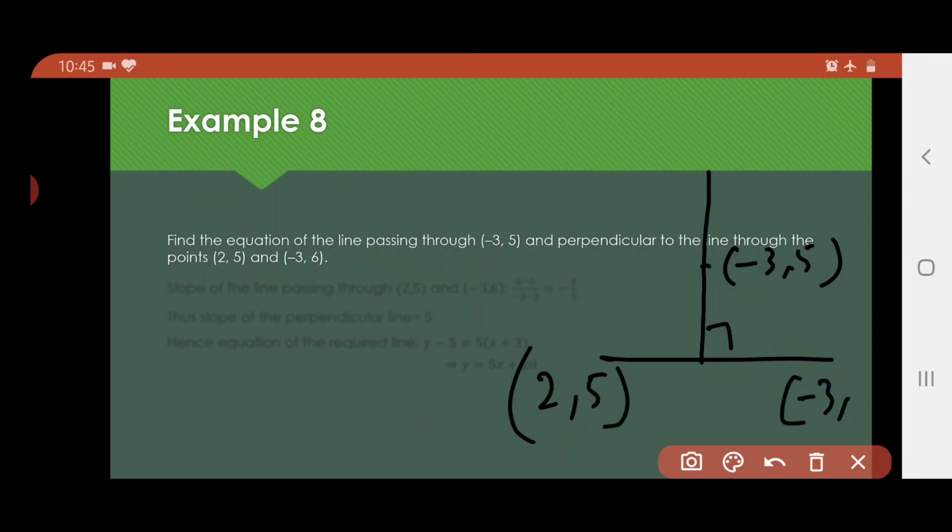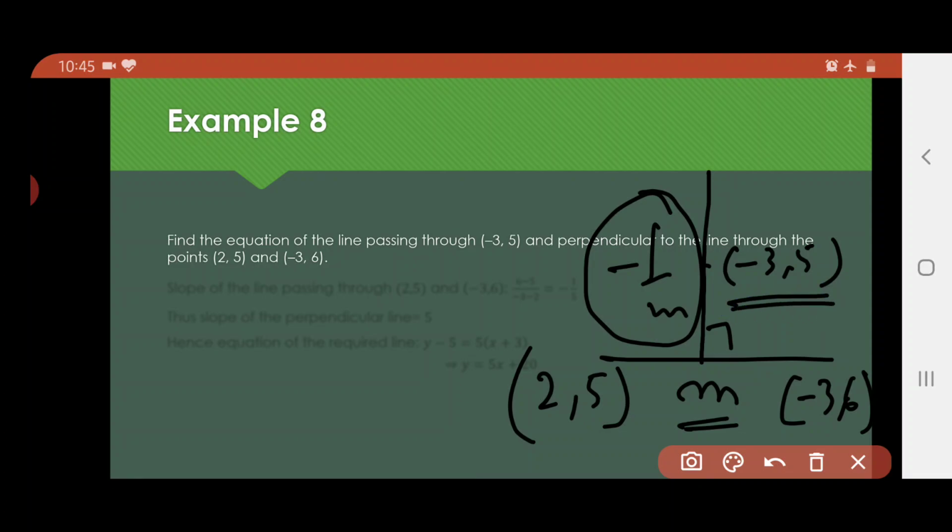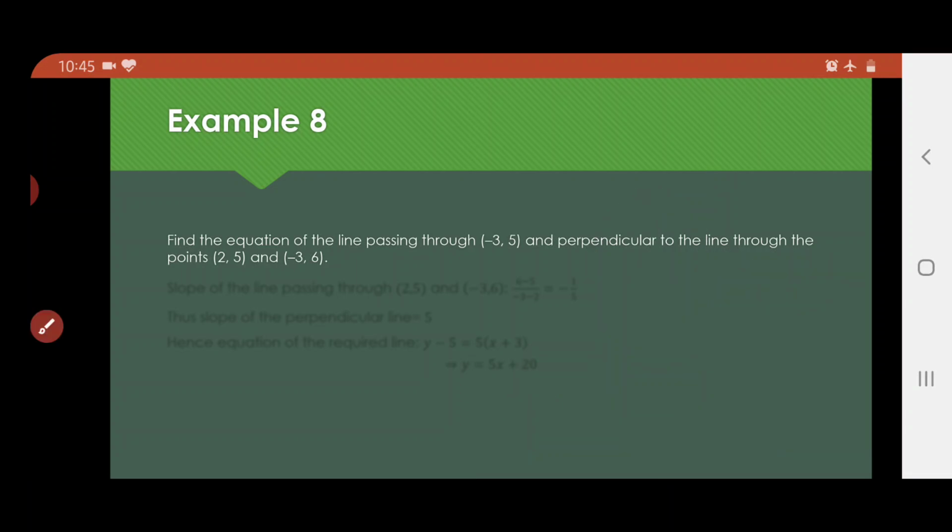Right? So what I can do is first find the slope of this line, let it be m. Then if this slope is m, minus 1 by m is going to be the slope of this perpendicular line. Once we know the slope of this line, and we are already given a point, we can use the point-slope form to find the equation of the straight line. So now let us just do it.